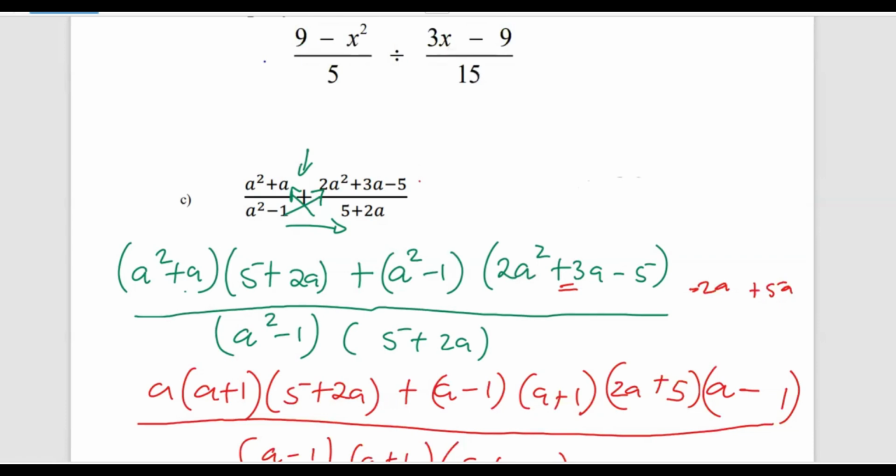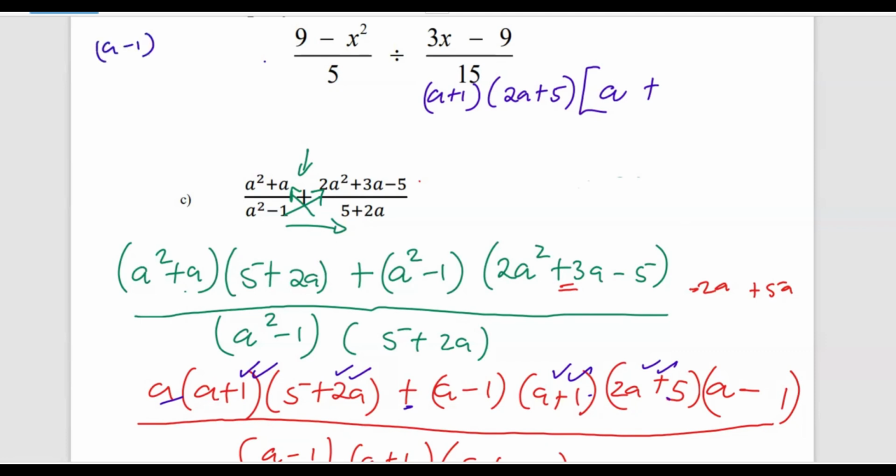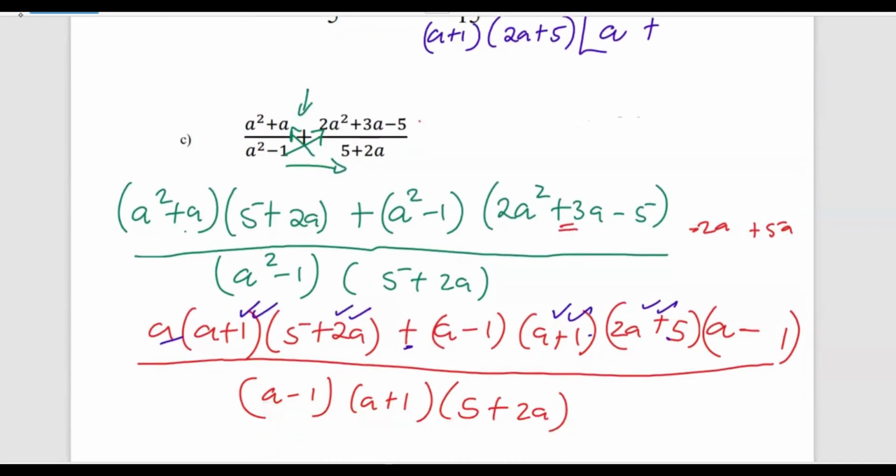From here, I can see that this is a plus 1, and this is a plus 1. 5 plus 2a is the same as 5 plus 2a. So these two brackets are the same, and I'll factorize them out: a plus 1 as well as 2a plus 5. Then what am I going to be left with here? It's just a lonely a, and then I have this plus sign. I've removed this and that, and then I have just a minus 1, a minus 1.